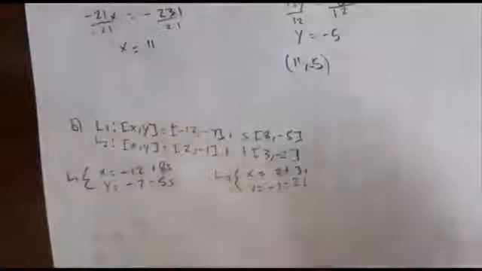So now, we equate both the x equations and the y equations, which is going to give us negative 12 plus 8s, which is going to be equal to 2 plus 3t. And for the y's, it's going to be negative 7 minus 5s is going to be equal to negative 1 minus 2t.